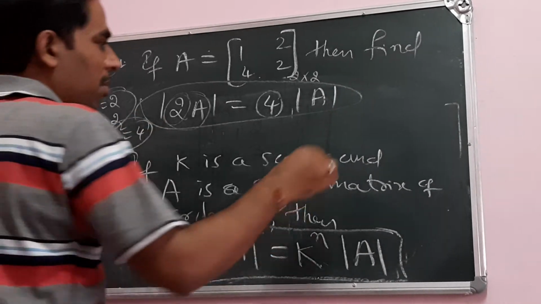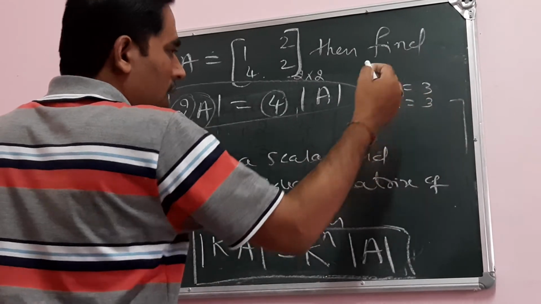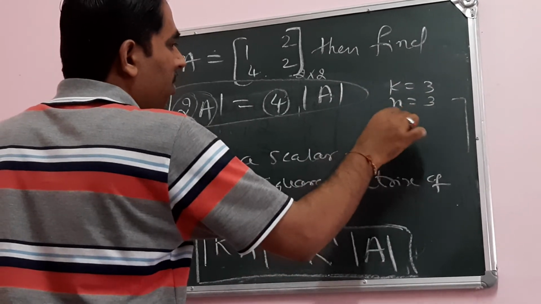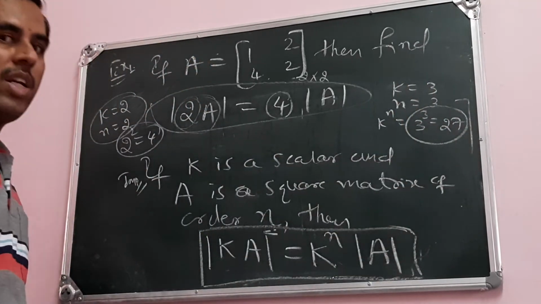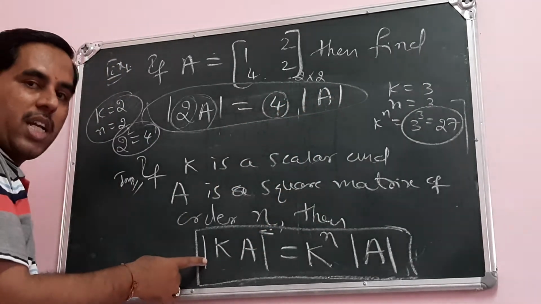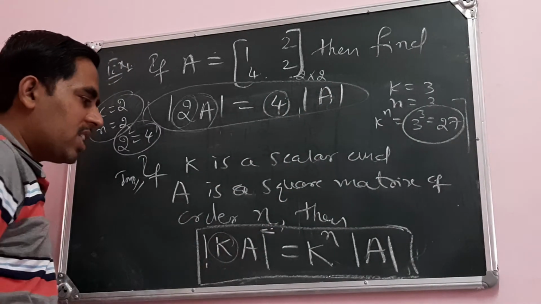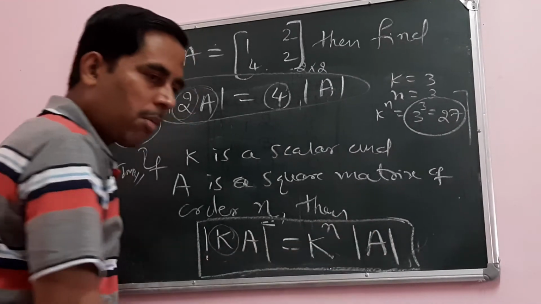In the previous example, the scalar is 3 and the order is also 3. Then K to the power n means 3 cube, so there I got 27 into the determinant of A. In this case I get 4 into the determinant of A. The general property is that, for any scalar K, the determinant of KA is equal to K to the power of n into the determinant of A.